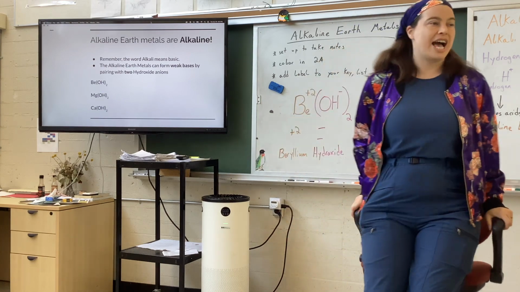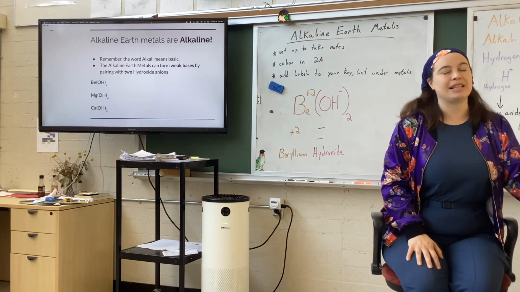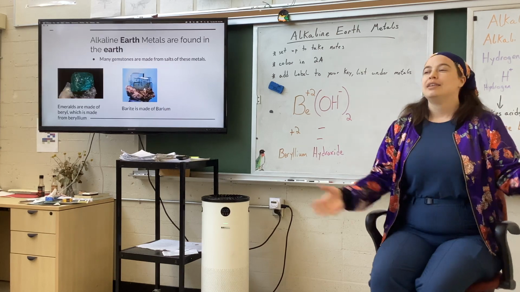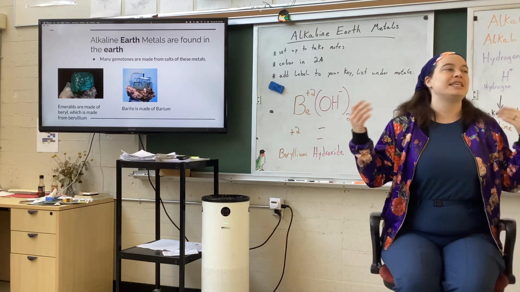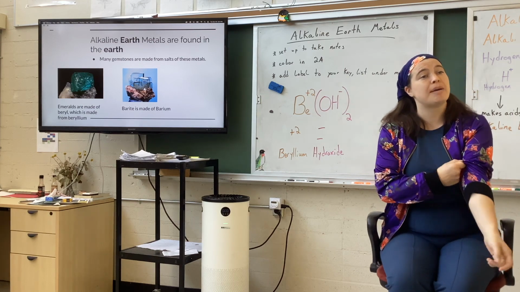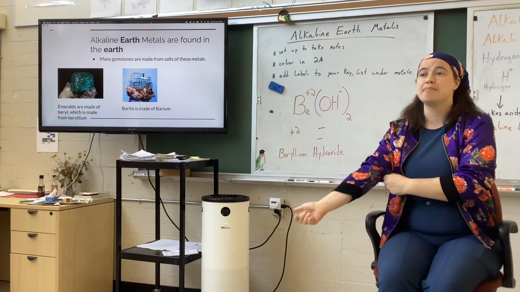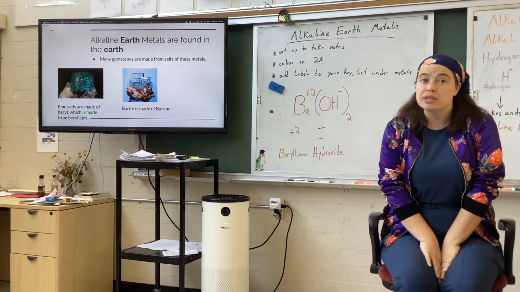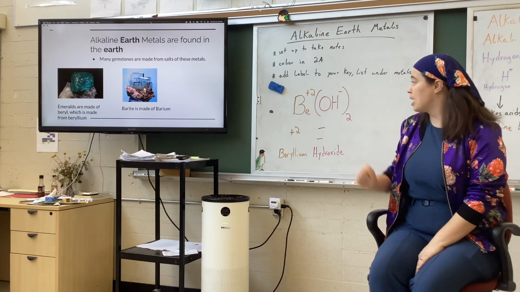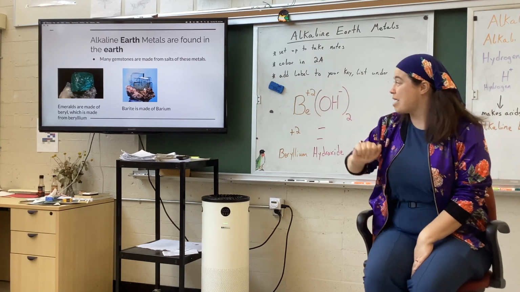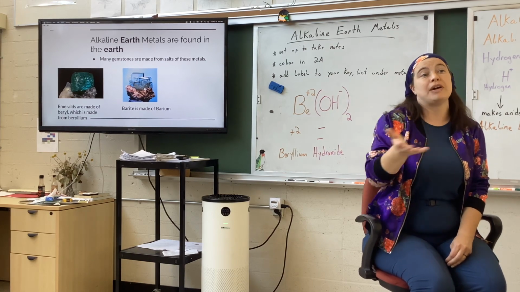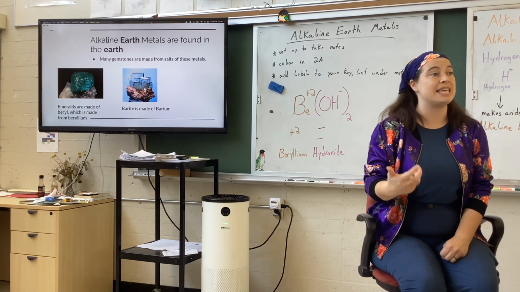All right, so the alkaline earth metals are alkaline. They can form weak bases. The last part of the name is alkaline earth metals. These things are found in the earth. A lot of gemstones are actually made from salts of different elements. And a pair of them come from the alkaline earth metals. So here we've got emeralds. Emeralds are made out of beryl salts, and beryl salts have beryllium as the cation.